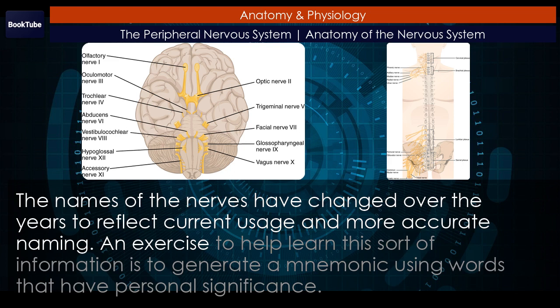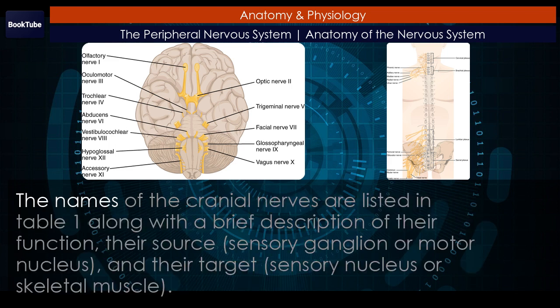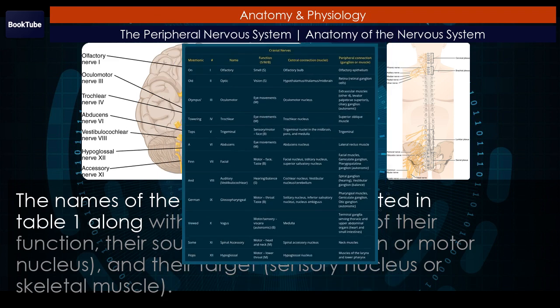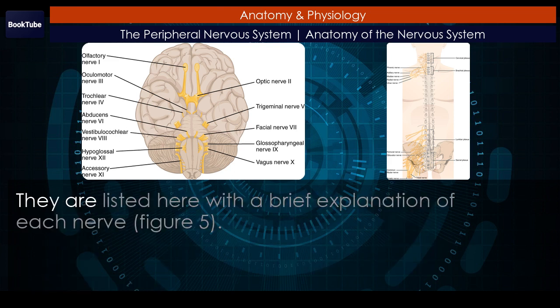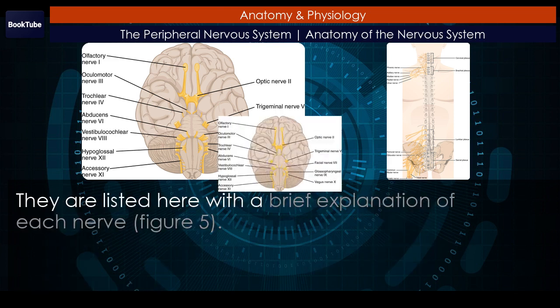An exercise to help learn this sort of information is to generate a mnemonic using words that have personal significance. The names of the cranial nerves are listed in Table 1 along with a brief description of their function, their source, sensory ganglion or motor nucleus, and their target, sensory nucleus or skeletal muscle. They are listed here with a brief explanation of each nerve.